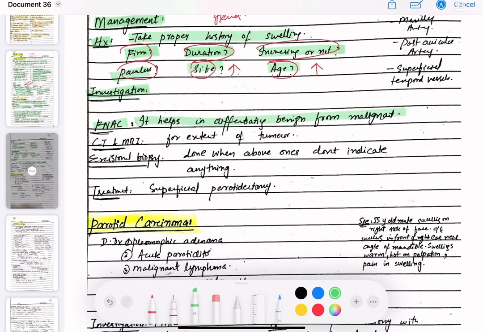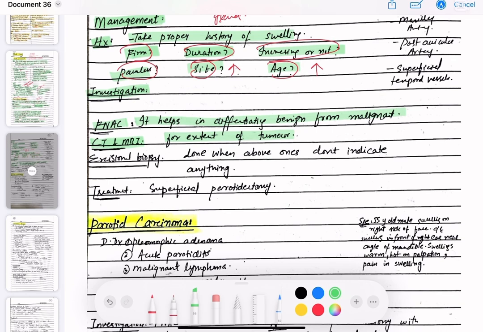CT scan and MRI are done for the extent of the tumor. CT and MRI cannot give us a diagnosis. They tell us about the extent of the tumor, whether it is at T1 stage or N1 stage, or whether it has metastasis or not. So CT and MRI always show us the metastasis.